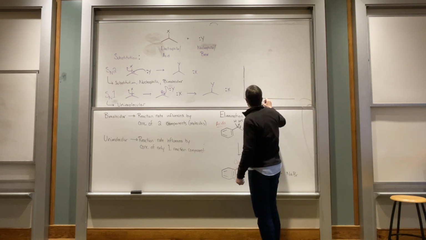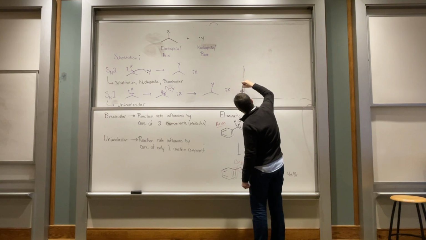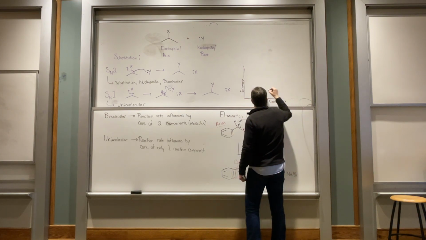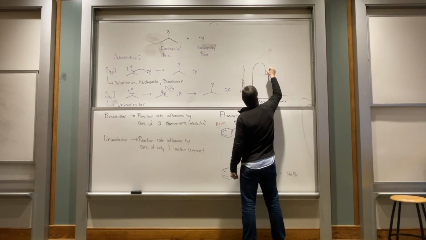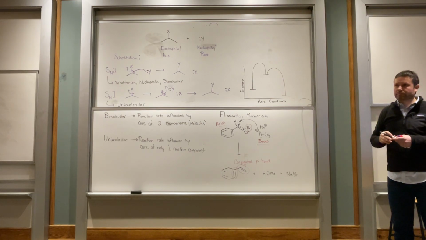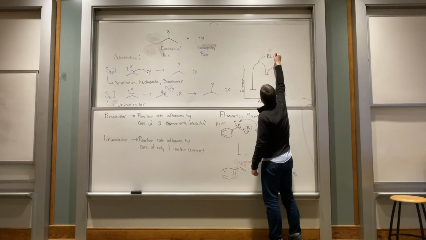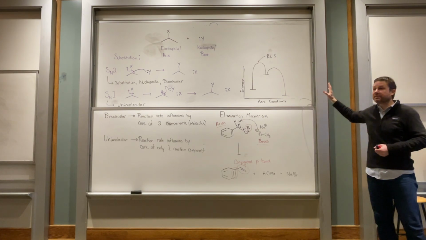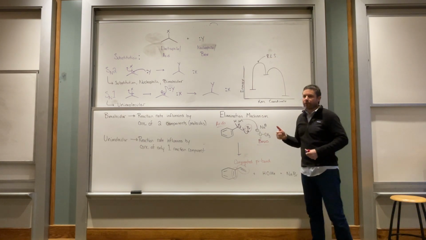So if we take a look at the SN1 mechanism, this would be an energy diagram that we could draw for the SN1 mechanism. And you can see it's the first step that is the rate limiting step for the reaction. So whatever happens in the second step, it's fast enough that it doesn't limit the rate. It's just that first step that is going to influence the rate of the reaction.